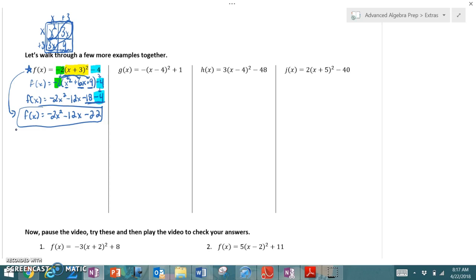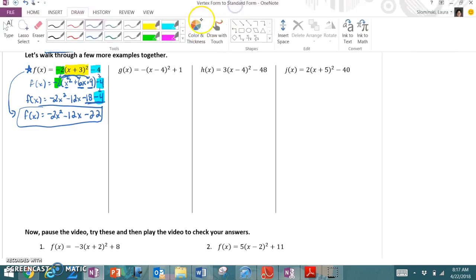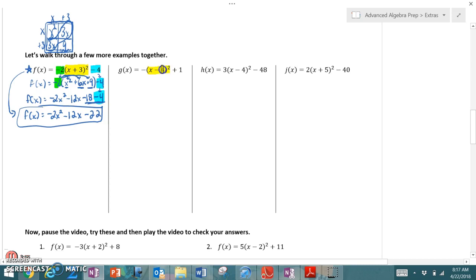Alright, next one. Once again, I start with the parentheses squared. So up above, I am going to deal with the x minus 4 times the x minus 4. I get x squared minus 4x minus 4x. Negative 4 times negative 4 is positive 16. Again, I go quicker through some of these steps because you should have had lots of practice with multiplying that today.